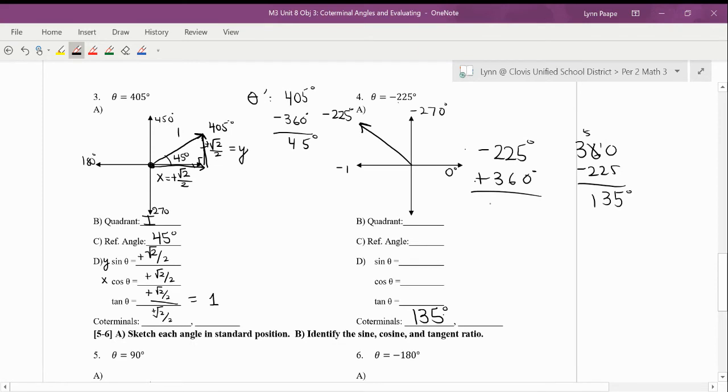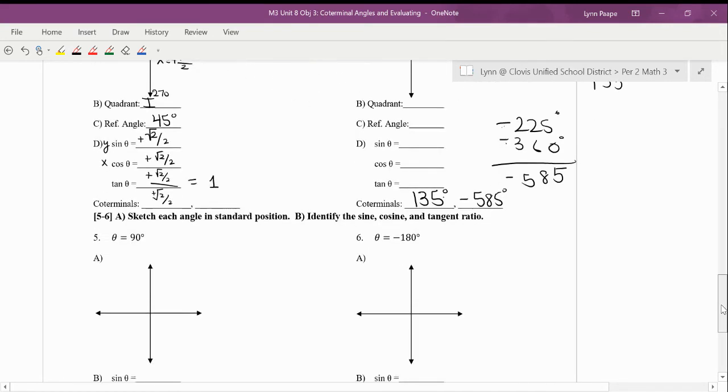Or I can take the negative 225 and then subtract the 360. A double negative means I'm going to add these together and it'll stay negative. So that's negative 585 degrees. Okay, so there are the coterminal angles.